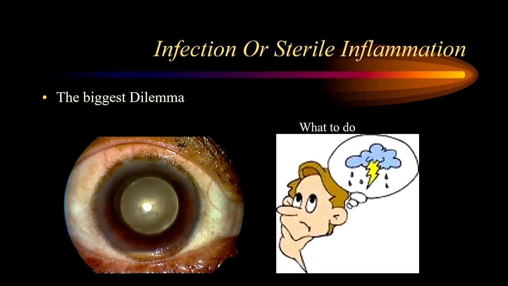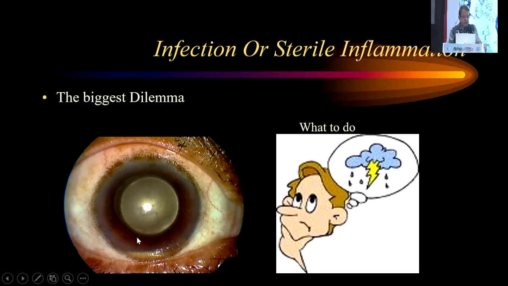You have done a good cataract surgery, good rexis, clear cornea. Next day, the patient comes with a picture like this. You see a hypopyon, a good reaction in the eye. You are wondering what you have done wrong.